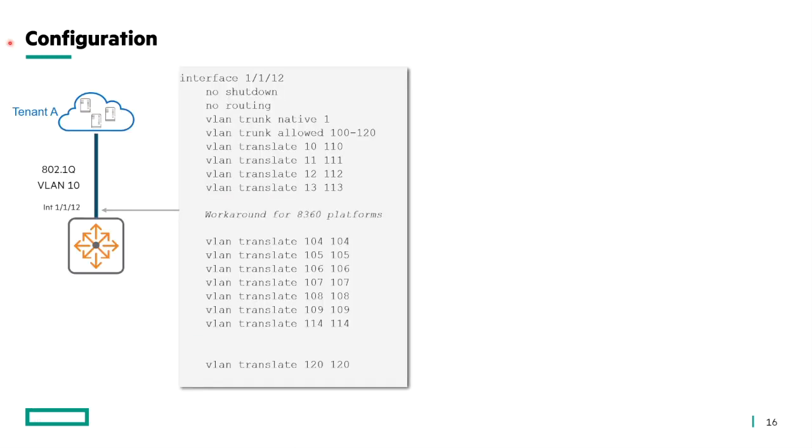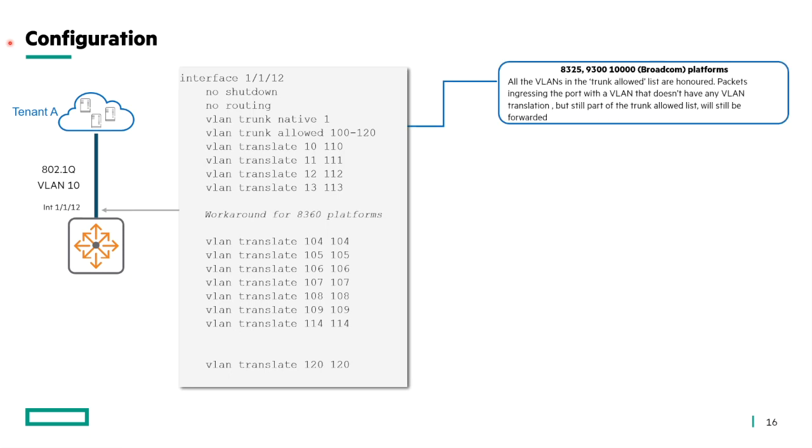As part of the configuration, there are some points to note. For the 8325, 9300 and the 10,000 series platforms, all the VLANs in the trunk allowed list are honoured even if they do not have a matching VLAN translation rule. So if a VLAN is part of the allowed list, it will be forwarded.